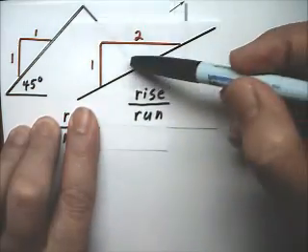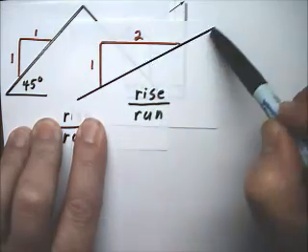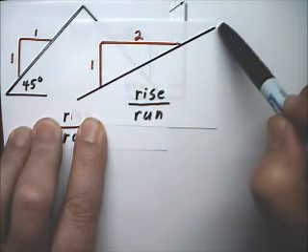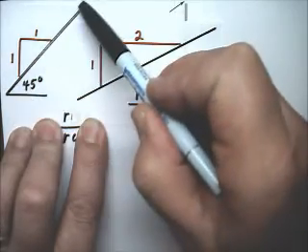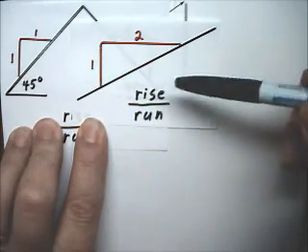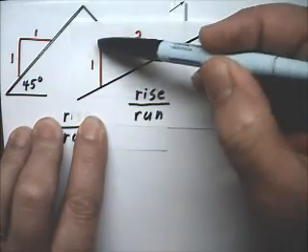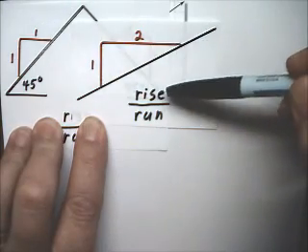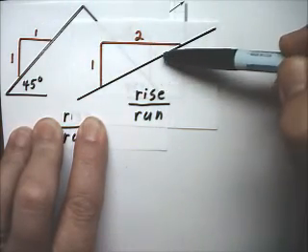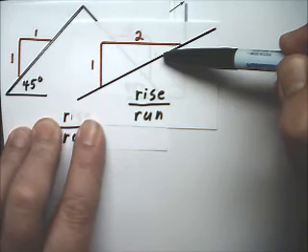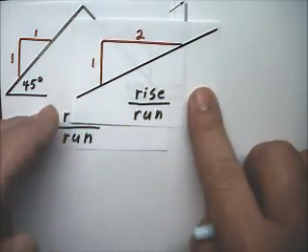Now, this line is less slanty than this line. The slope is less. So this slope is 1 because it's 1 divided by 1. This slope goes up 1, so the rise is 1, and goes over 2. So the slope of this line is 1/2. And that's the concept of slope.